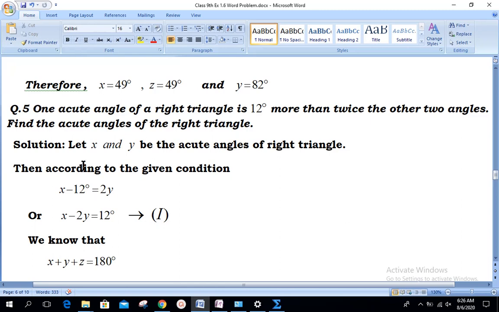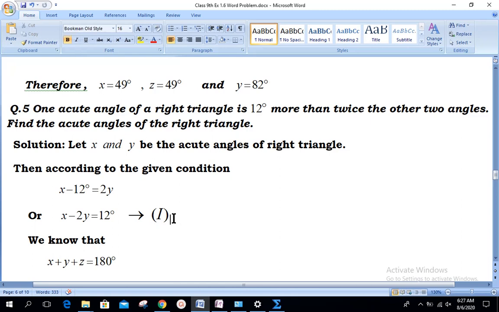Let x and y be those acute angles of the right triangle. Then according to my given condition, what I am told is that one acute angle of the right triangle is 12 degrees more than twice the other. When I subtract 12 from it, then it equals twice the other, so I can have the sign of equality. That is x minus 12 degrees equal to 2y. Writing in the equation pattern, it will simply become x minus 2y is equal to 12. This is my equation number 1.